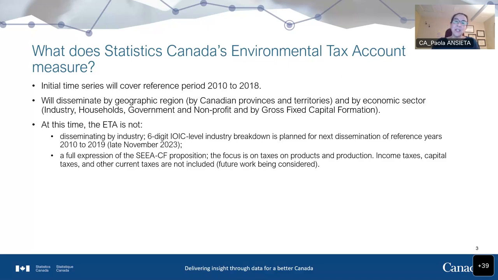2023. Environmental tax shares in the ETA are calculated for taxes on products and taxes on production only. So income tax, capital taxes, etc., are not in scope at this time, though this is earmarked for future development. Taxes on products are taxes payable per unit of some good or service, and taxes on production are taxes payable less subsidies receivable on goods or services produced as outputs, or other taxes, such as those payable on the labor, machinery, buildings, or other assets used in production.